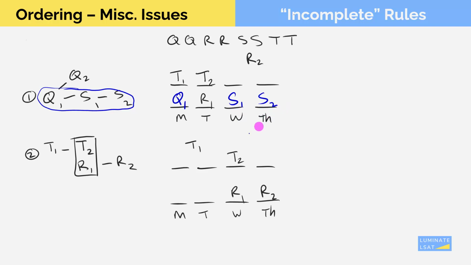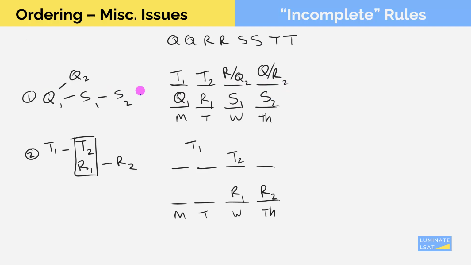And now what does that mean about the second Q, Q2? Well, it's gonna come after the first Q, and that's just gonna be somewhere on Wednesday or Thursday. So Q2 and R2 are actually gonna be switching off on Wednesday and Thursday. So that's how I diagram this first world. Everything ends up being almost completely determined.